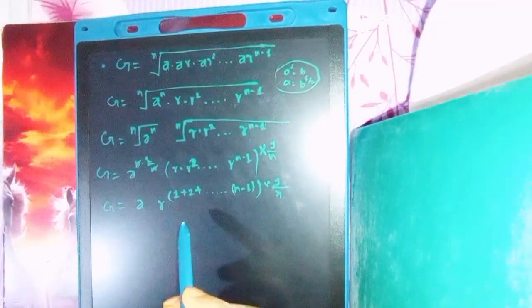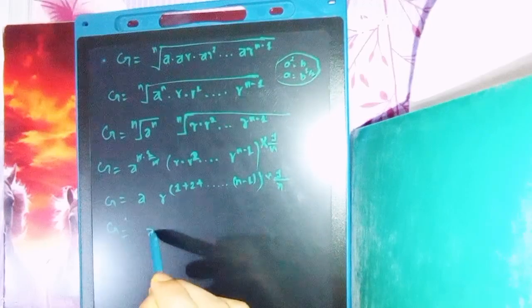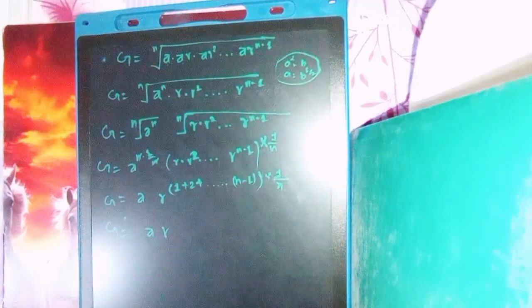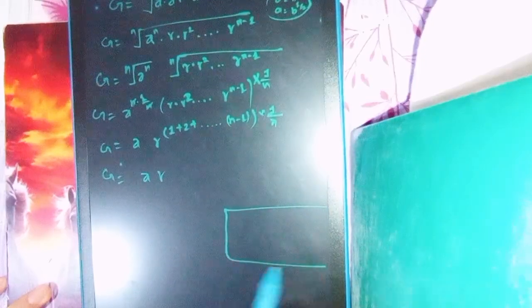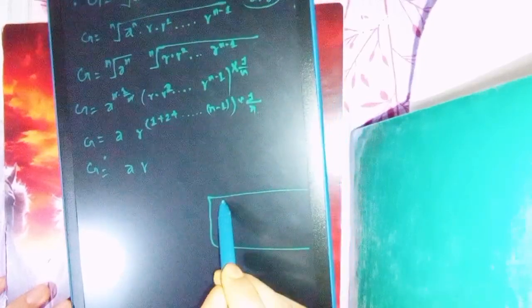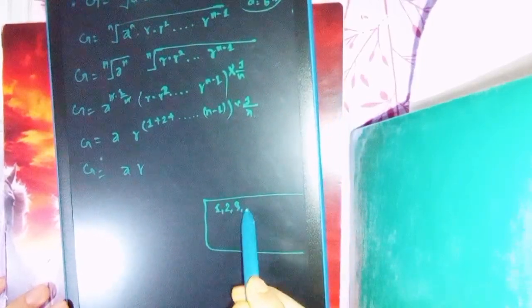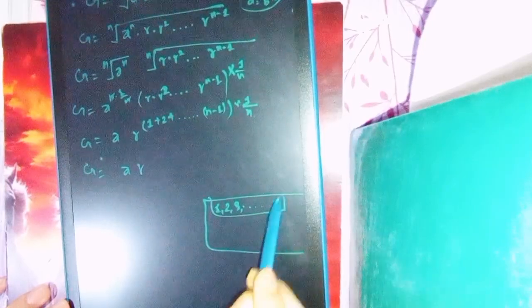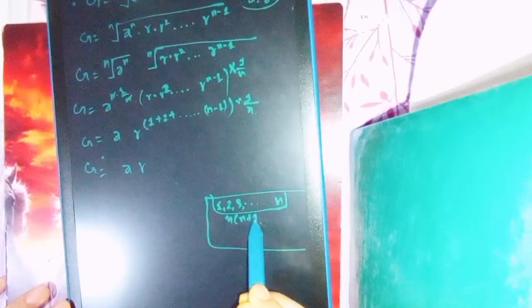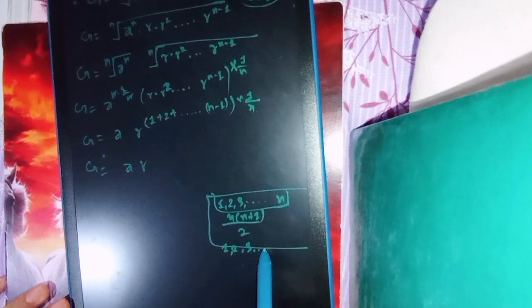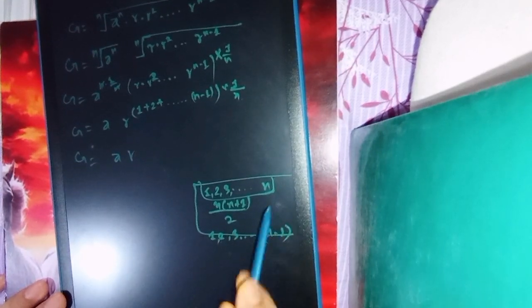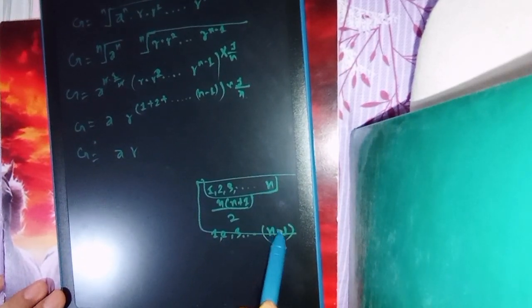So now g is equal to a r, and this is the sum of a natural number series. Remember, the sum of natural numbers 1, 2, 3, up to n, we write as n into n plus 1 by 2, but here we are given 1, 2, 3, going up to n minus 1, not to n.